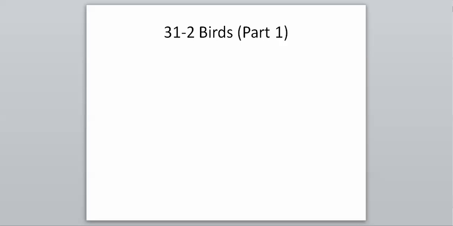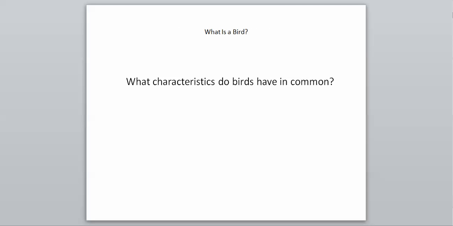Bio 2. We just finished up reptiles, and now we're going to start on our next group of vertebrate animals, the birds. The reason why these two are grouped in the same chapter is because they might be very closely related, and we're going to see that here in a second.